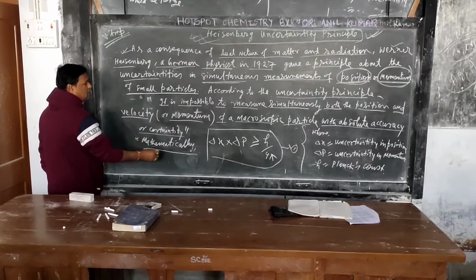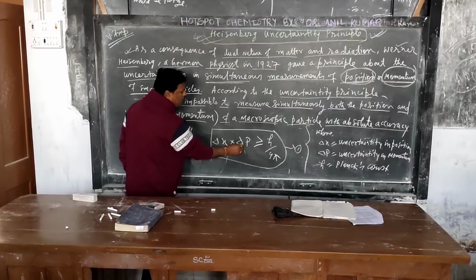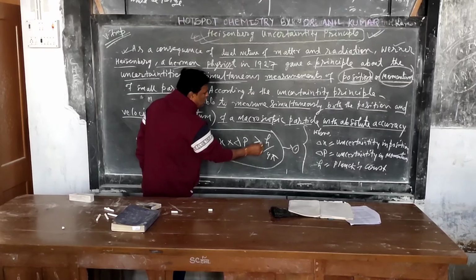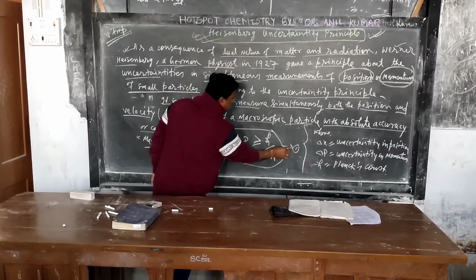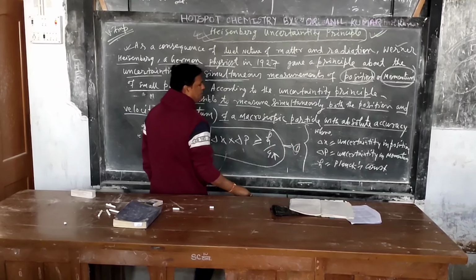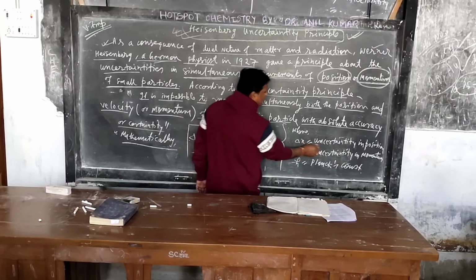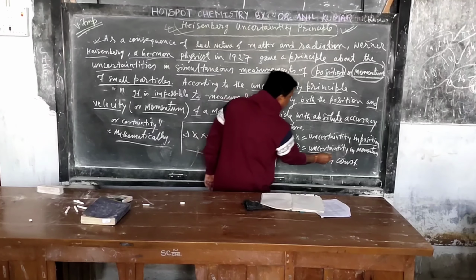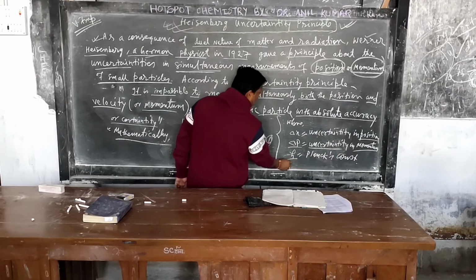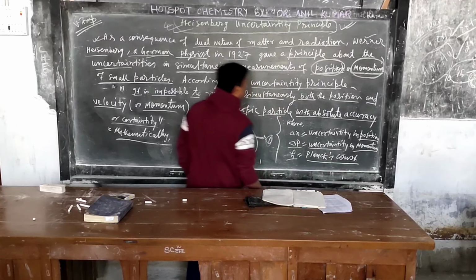Mathematically, we may write delta x into delta p is greater than or equal to h upon 4 pi. Say it equation number 1, where delta x is the uncertainty in the position, delta p is the uncertainty in the momentum, and h is Planck's constant.